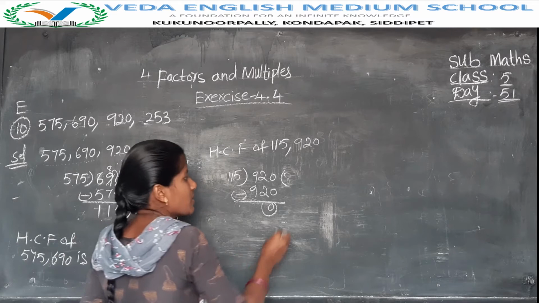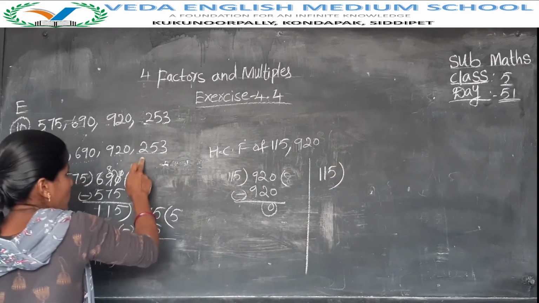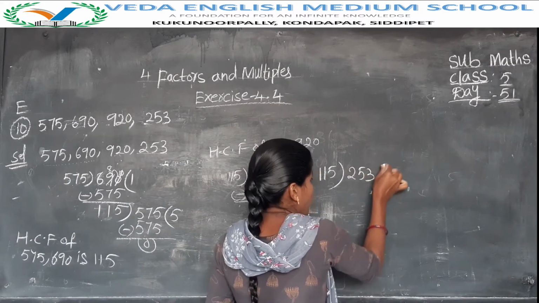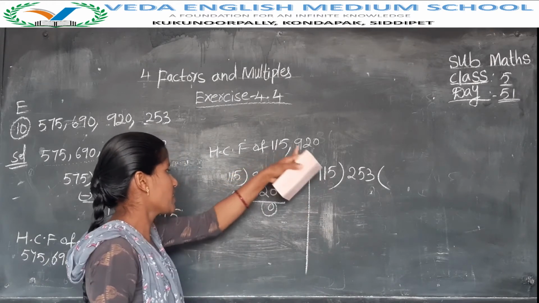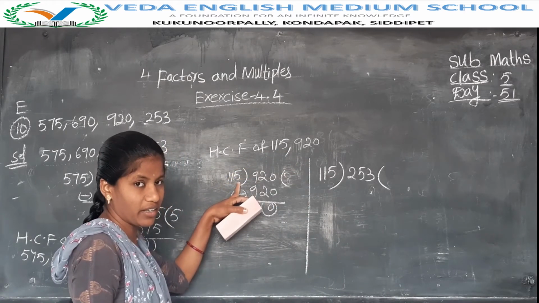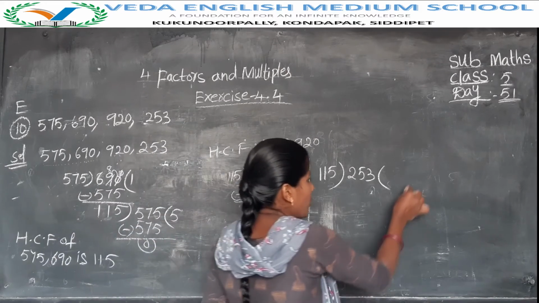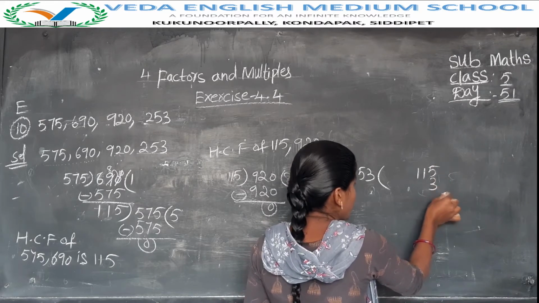115. This 115 with which number is left now? Is the last number left? 253. Madam, why have you taken 115? Because when we find the HCF of two numbers, the last divisor is 115, right? So we have to take these numbers. So 115, how many times is it possible? I think in the 2 table. 2 times or 3 times.